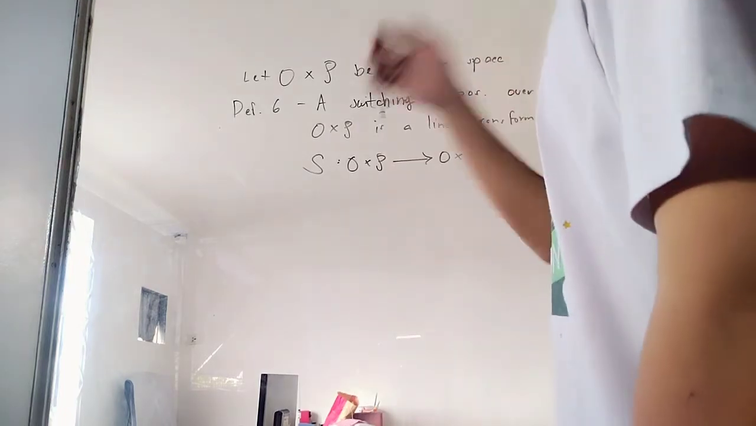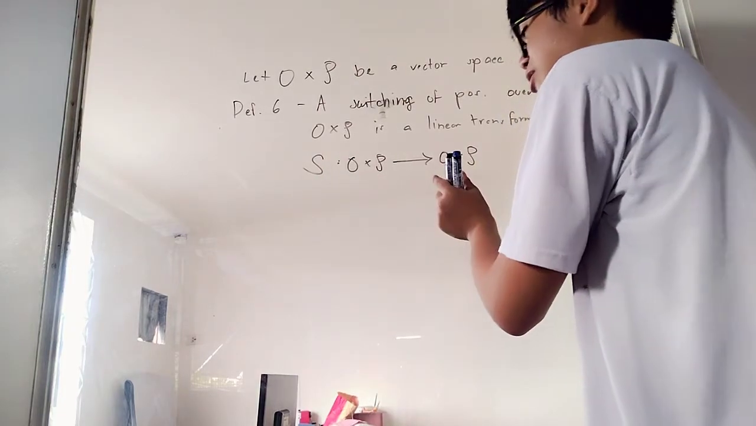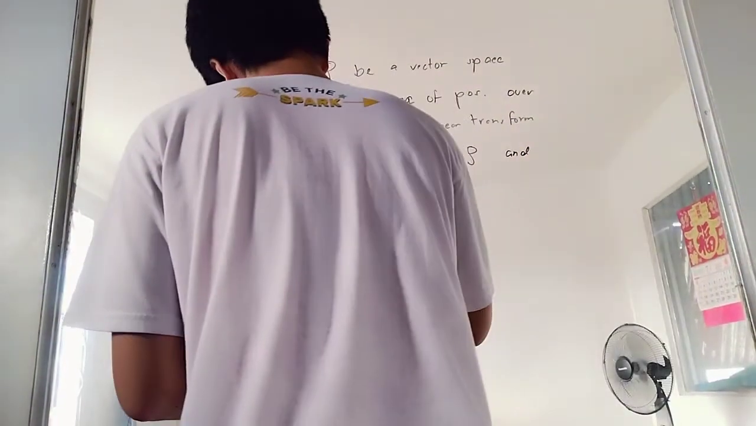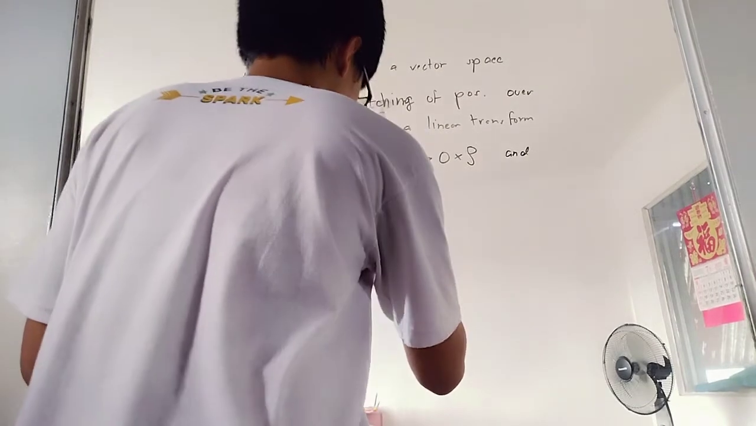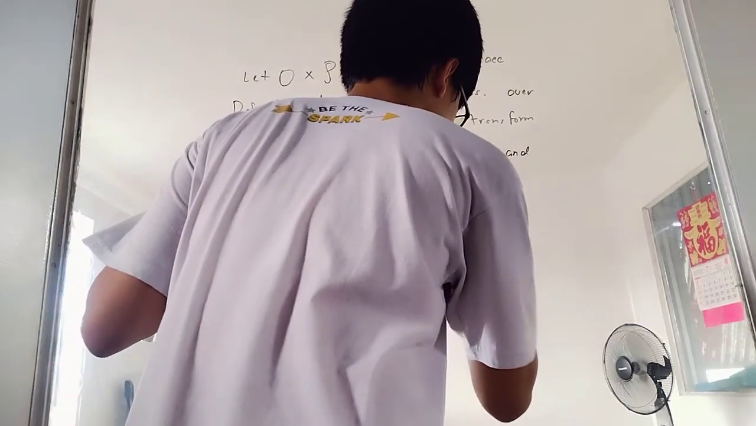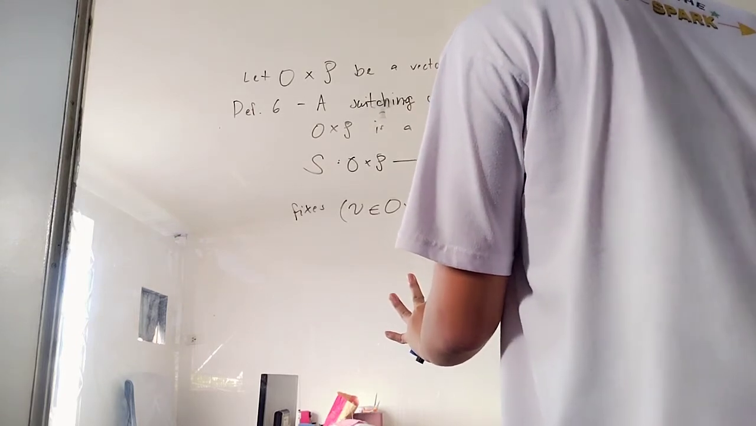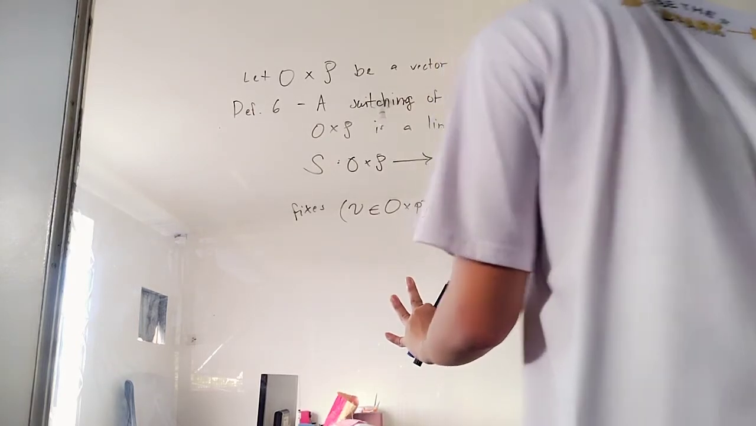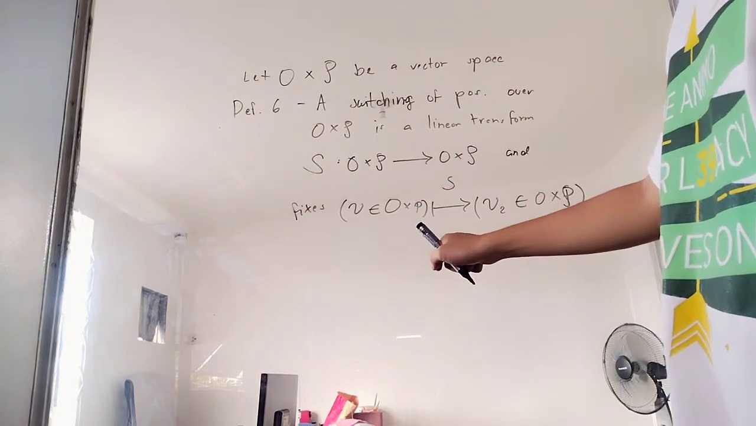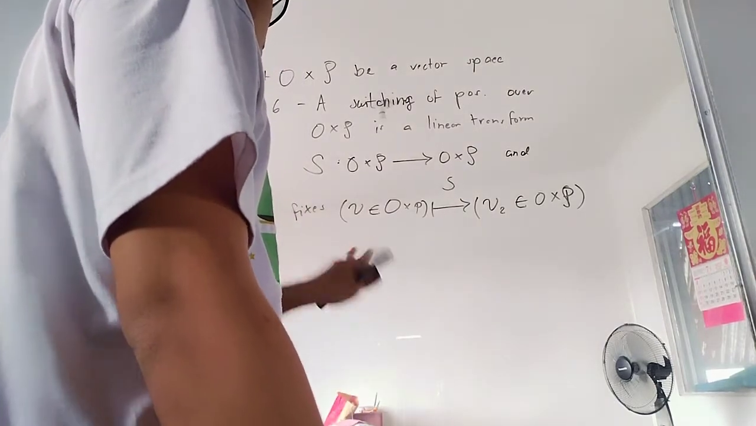Okay, so a switching of positions over O cross B is a linear transformation S that maps O cross B to itself, and takes a vector V that's inside of O cross B onto a V2 that's also an element of O cross B. This is fixed by S. And so now this V2 is the image of V under S.